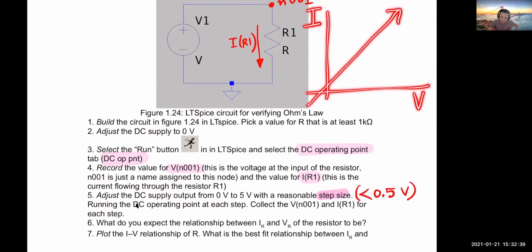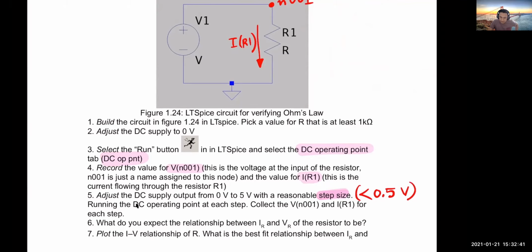Why are we doing that? Because voltage is your independent variable. That's the one you're controlling, and current is the one that you're measuring. In general, you put your independent variable down below and the dependent variable up here. So you're going to get a plot.